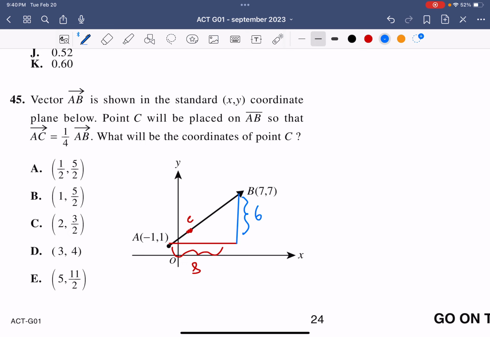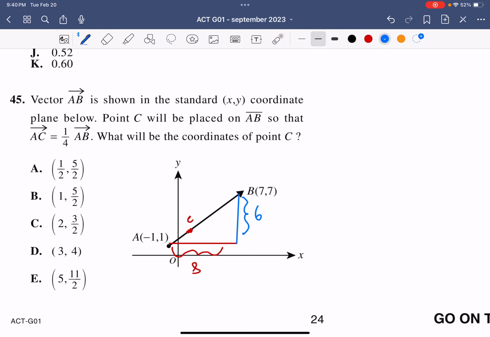Now we need to take 1/4 of each of those because this is going to be 1/4 of this line, which is really just like saying 1/4 of the components to get there. So I need to go 1/4 of this total distance, 1/4 this way, and then 1/4 of this, and 1/4 of this 8 is 2. And 1/4 of this 6 is going to be 6/4.